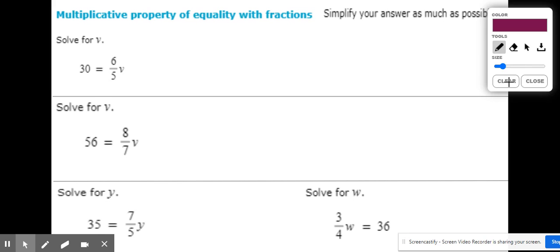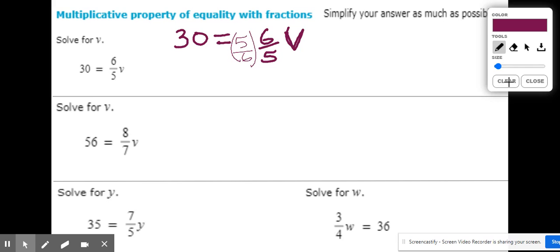So we have 30 is equal to 6/5 times v. As you see, I almost wanted to do a parentheses there. Okay, so what we're going to do here is we need to get rid of this 6/5. So we're actually going to multiply by the reciprocal, 5/6.